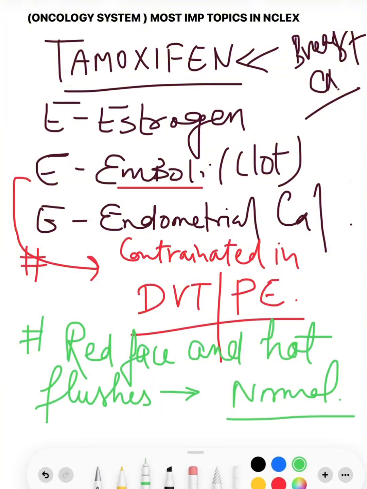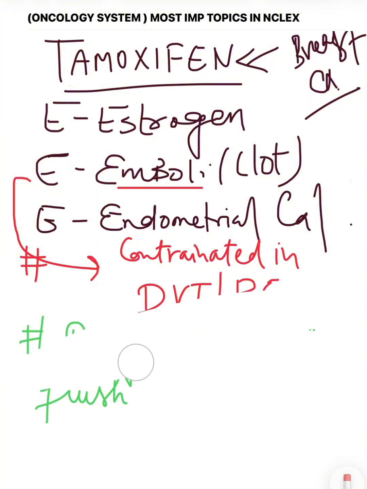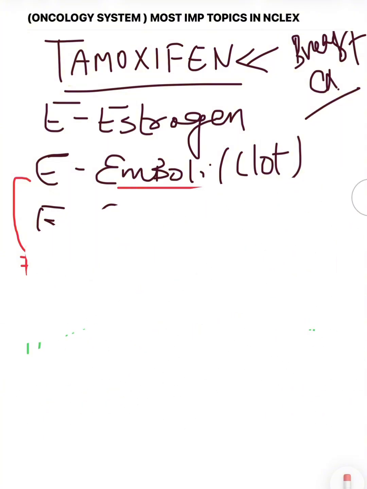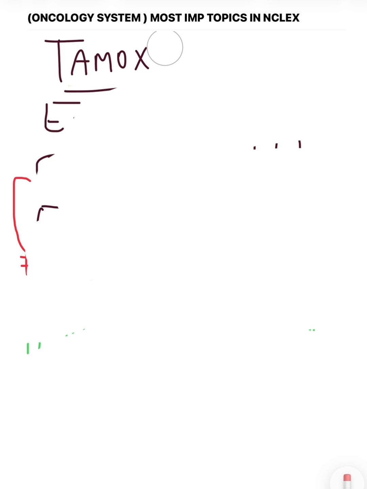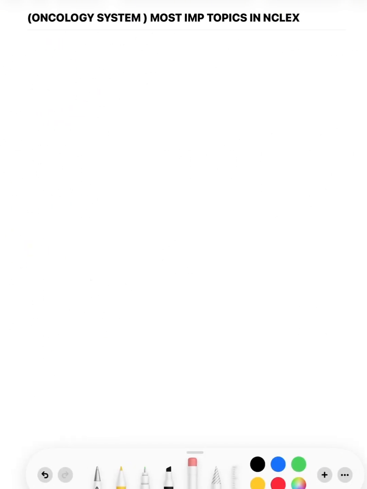So in tamoxifen, E stands for estrogen, E stands for emboli, that is clot formation, and E stands for endometrial cancer. This is the number one drug for breast cancer, and contraindications are DVT and pulmonary embolism because it leads to clot formation, and red face and hot flushes are normal and expected.